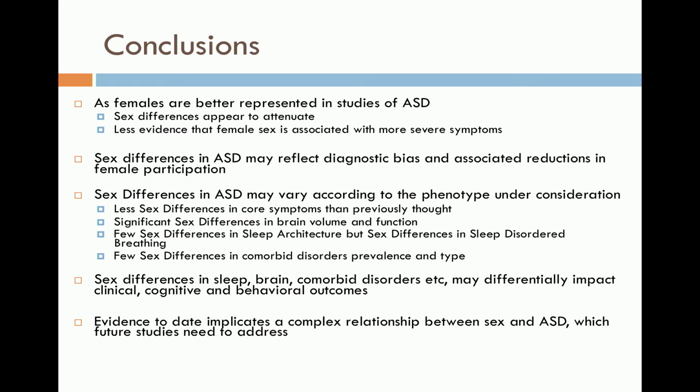So what does that reflect? And does that mean that we have clusters of symptoms and biology that actually may give us differential pathways to any given disorder? Few sex differences in sleep architecture, but substantial sex differences in sleep disorder breathing that may actually confer risk along a hypoxia model. And large epidemiological studies that have recently come out suggest there are very few sex differences in the kinds of comorbidities or the prevalence of comorbidities among females with autism spectrum disorders.